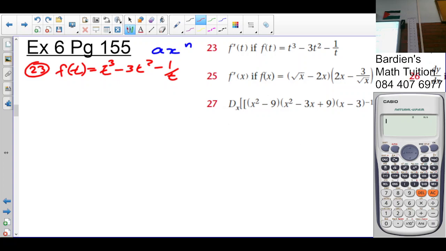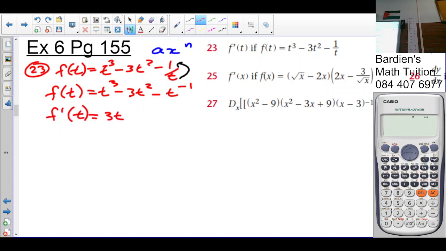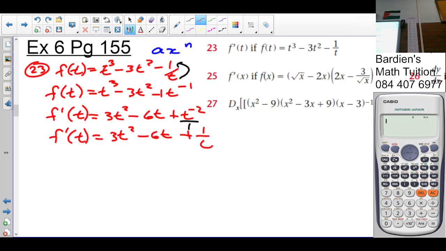So this gives us f prime. No, we must first change the last term. We must bring the t up. So it's going to become f of t equals t cubed minus 3t squared minus t to the minus 1. Can I apply my derivative now? Yes. So f prime of t equals 3t squared minus 6t minus 1 times negative 1 is positive 1 t to the minus 2. Since this is a negative exponent, I'm going to bring that down. So f prime of t equals 3t squared minus 6t plus 1 over t squared.